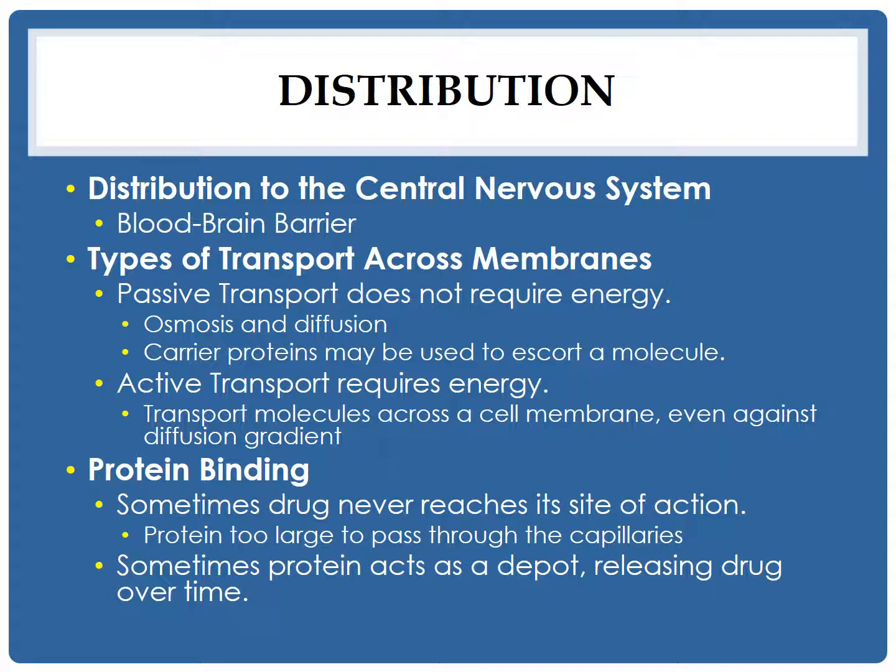Generally, proteins are embedded in a cell membrane, and they can transport molecules across that membrane. And this can happen even against a diffusion gradient. They can pump an ion or a molecule, whatever it is that's needed somewhere, against its diffusion gradient to make it extra concentrated. Another type of transport across membranes is with carrier proteins that basically escort a molecule to the other side of the membrane. And then one last point here is protein binding, which can sometimes render a drug inactive because the drug never reaches its site of action. But at other times, it can act as a depot and just very gradually, very slowly over time, release the drug.